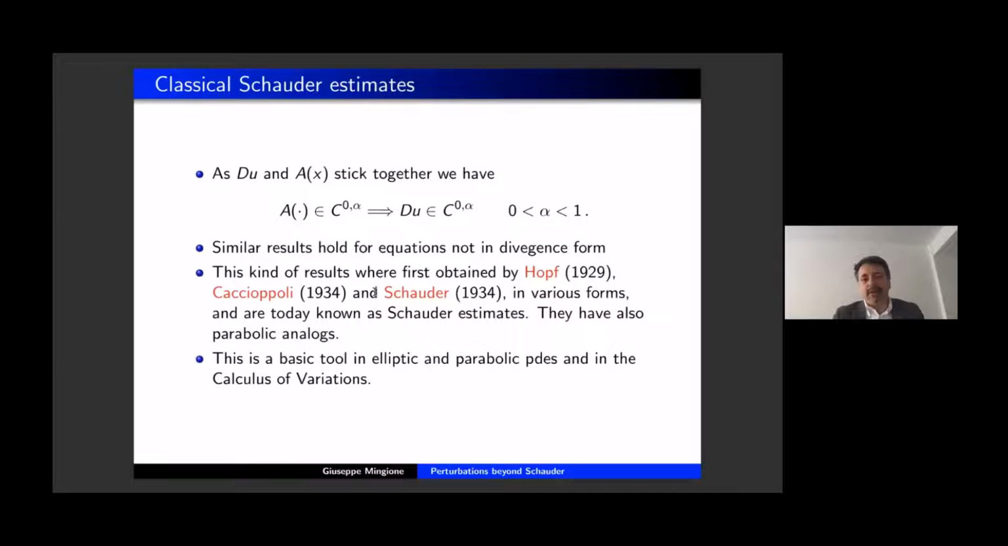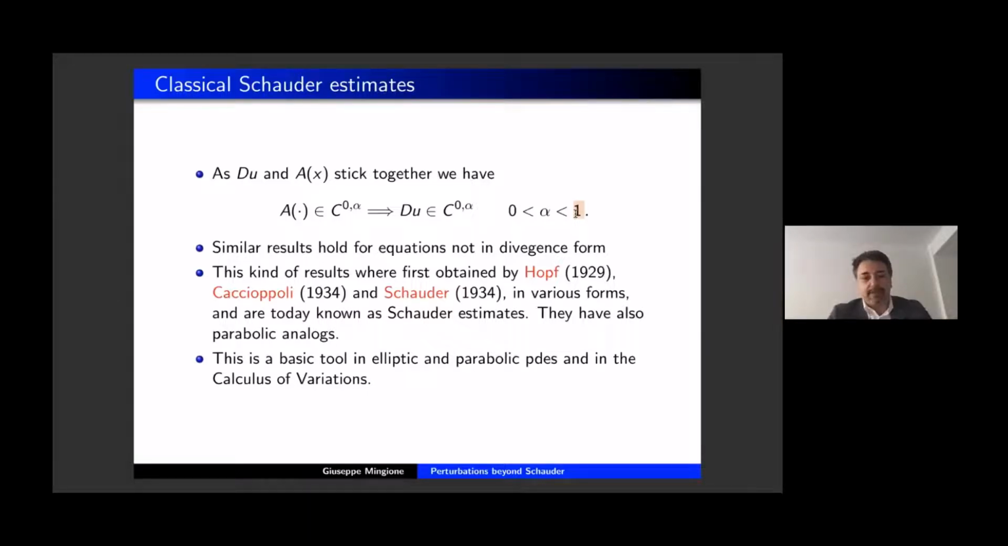Schauder theory tells us that if A of x is C^{0,alpha}, then Du is precisely C^{0,alpha}, with two borderline cases that turn out to be false. This is called Schauder theory, but the first who proved this statement in the interior was Hopf. The classical Schauder estimates up to the boundary with the sharp exponent were actually given by Caccioppoli, and then Schauder gave a proof in a more general case.